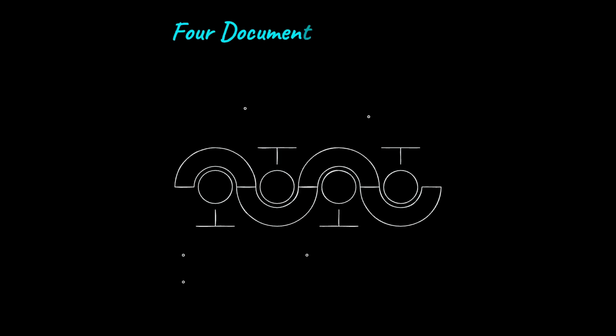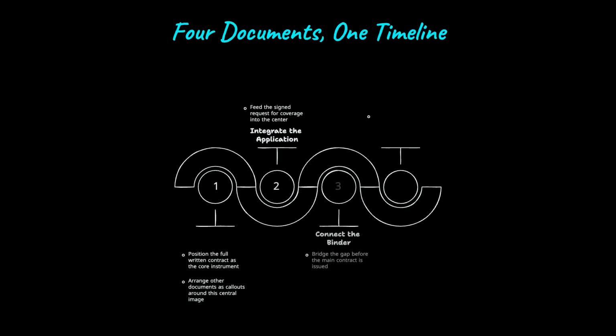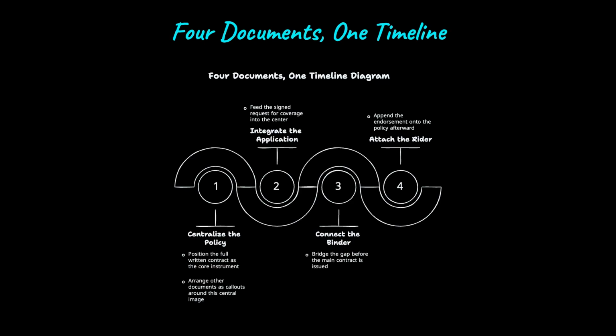Picture the sequence. The applicant signs the application. The producer hands over a binder so coverage starts right away, and weeks later the insurer issues the policy itself, sometimes attaching a rider afterward. Four documents, four separate jobs.